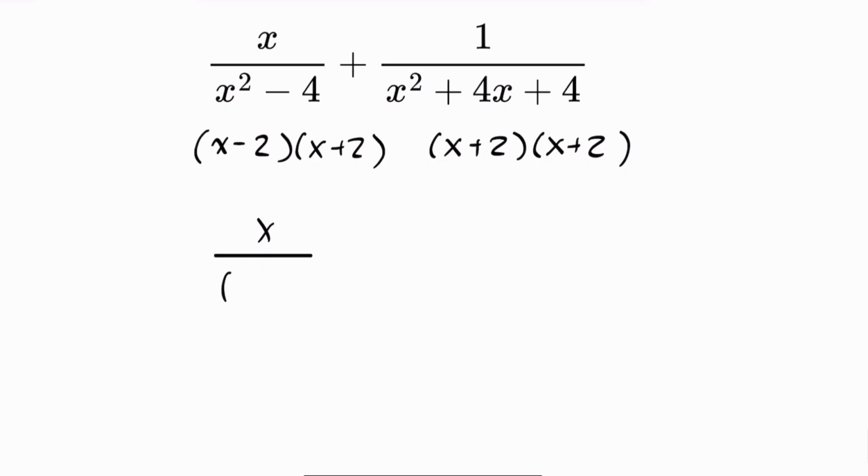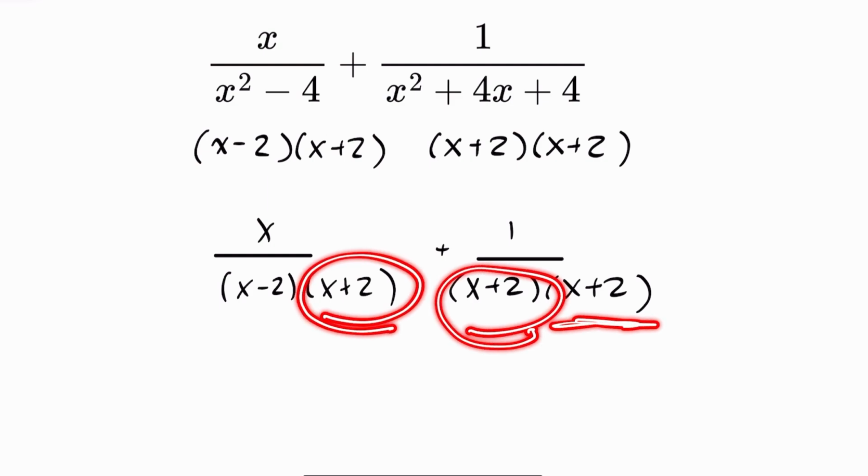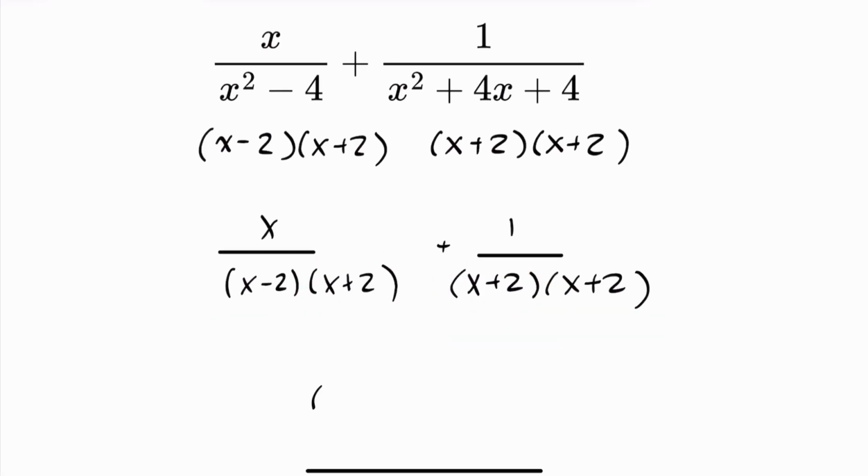Now we rewrite everything in factored form, right? So we do it for the first expression and the second expression. And now we'll notice, right, that we have values in common. The x plus 2 is common to both. What's not common to both is the x plus 2 in the second term, as well as the x minus 2 in the first term, right?